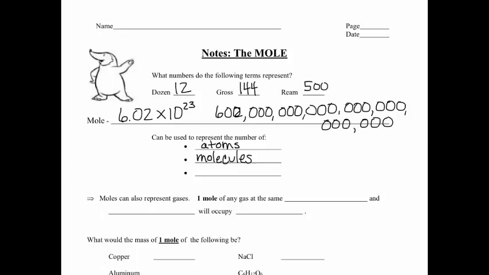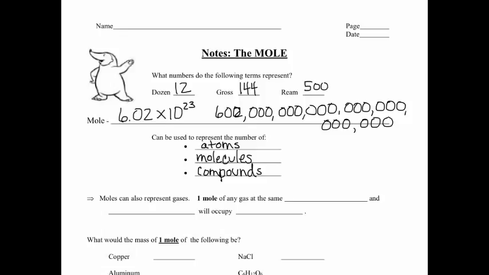And we can use it to represent compounds. We will make the distinction a little later on between molecules and compounds, but essentially salts, anything with a metal or a nonmetal, we can't call a molecule, we have to call it a compound. So we can also use this to represent an amount of compounds. Moles can also represent gases.